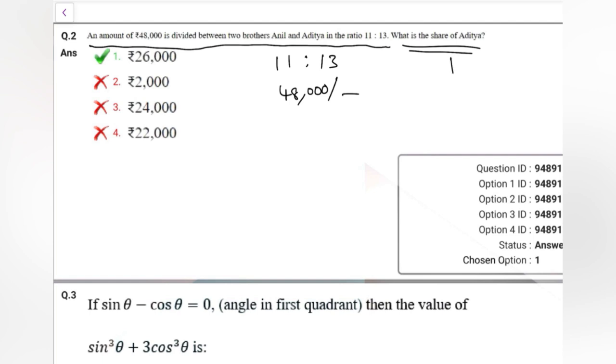So share of Aditya is equal to 48,000 into 13 by 24, which is equal to 26,000 rupees. Here 24 means 11 plus 13. So option 1 is correct.